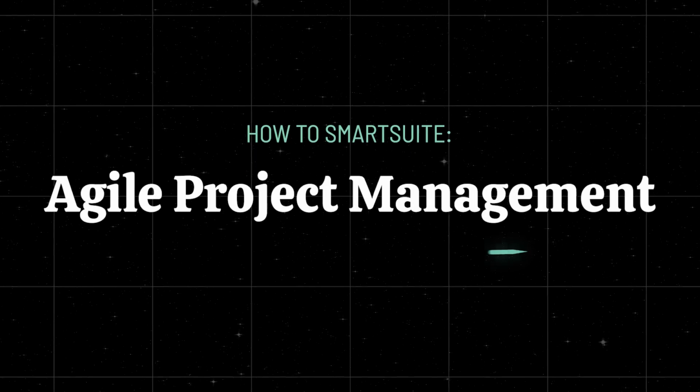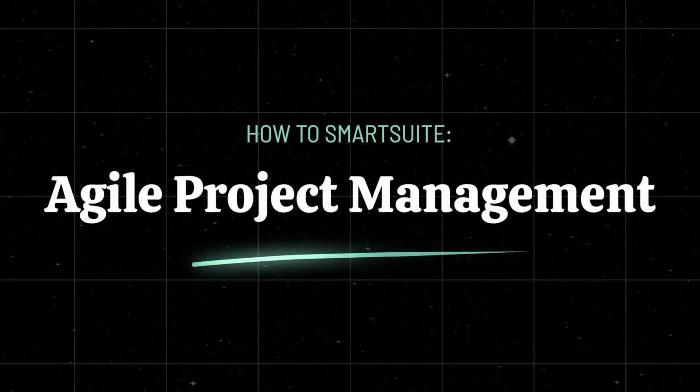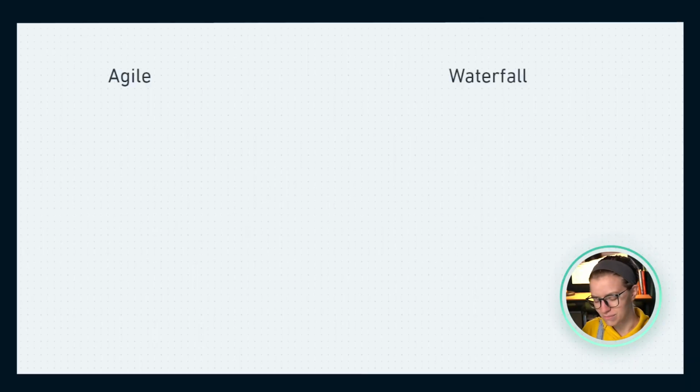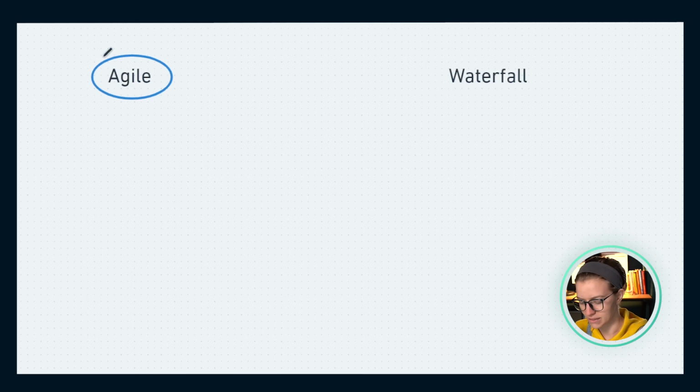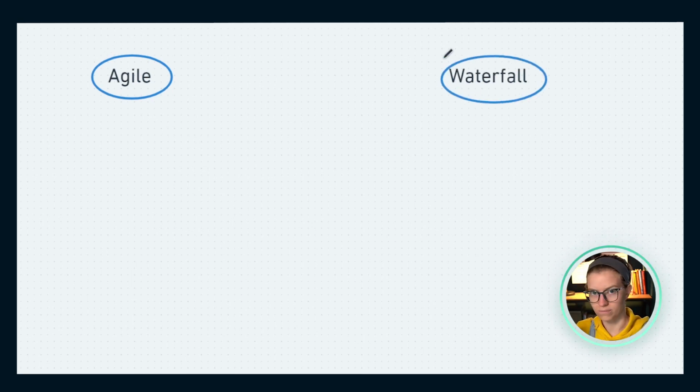But before we even go in to SmartSuite, I want to do a little sidebar here and make sure we're all on the same page as to what an Agile project really means. When it comes to project management, there are two broad schools of thought. Agile projects, which is what we're going to be talking about through our template today, and waterfall planning. The main differences between Agile and waterfall is how you approach the work.